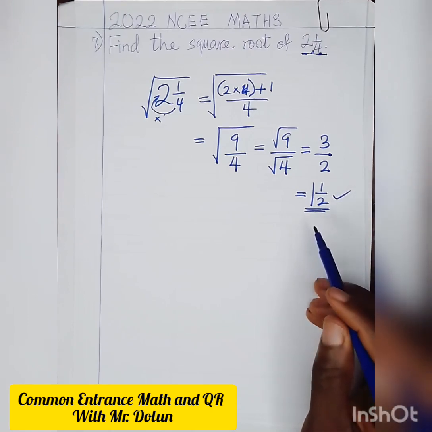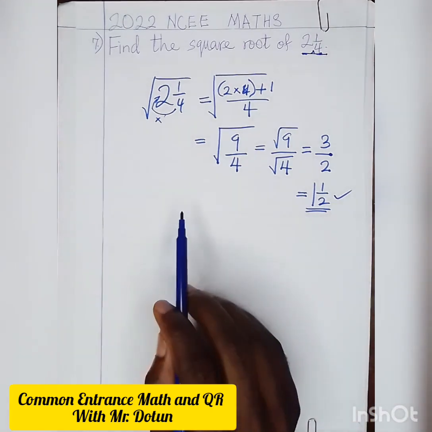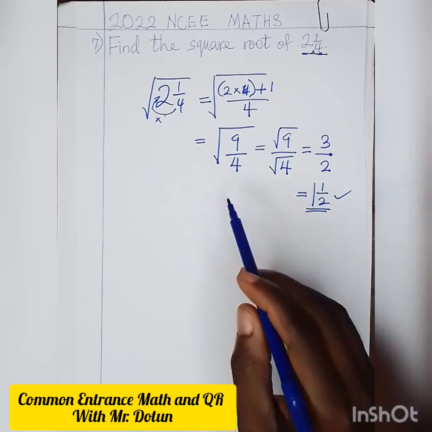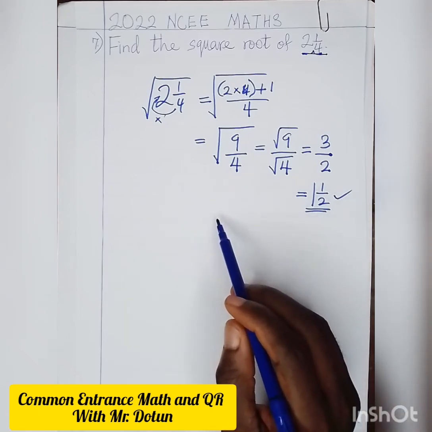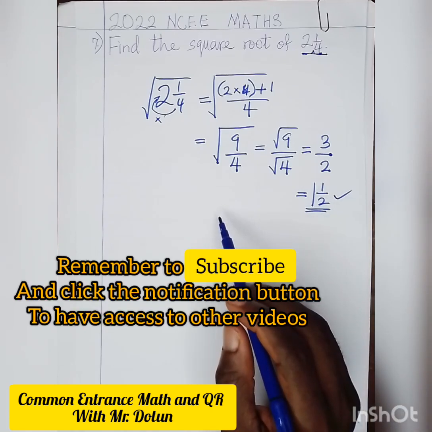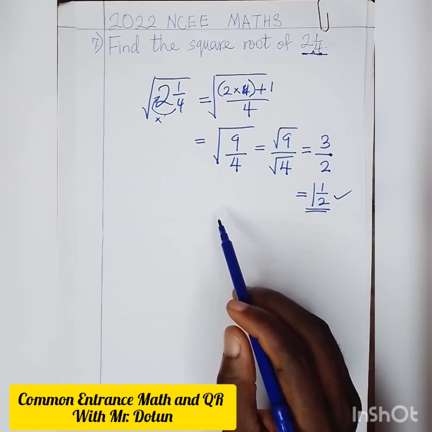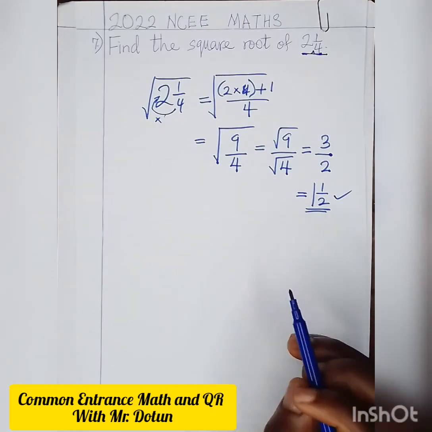Thank you. So let's do a quick recap. To find the square root of a mixed number, first you convert it to an improper fraction, then you find the square root of the numerator separately, find the square root of the denominator separately, and whatever you get is your answer. Right, thank you.